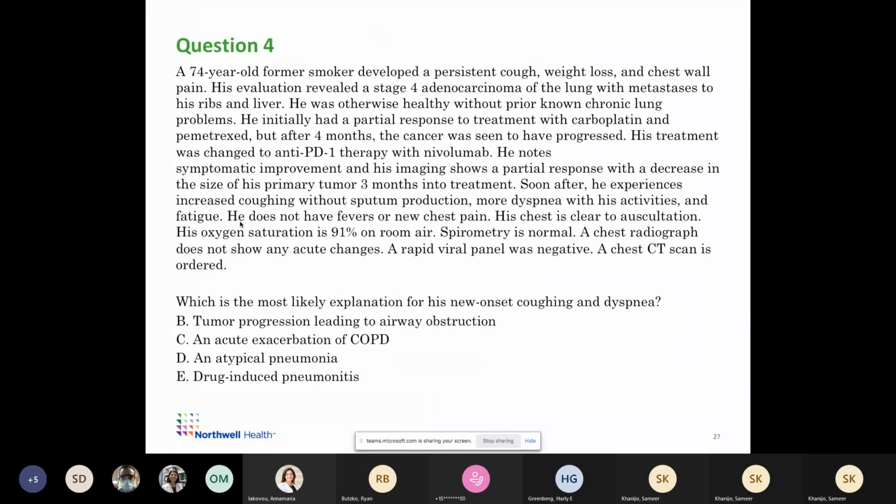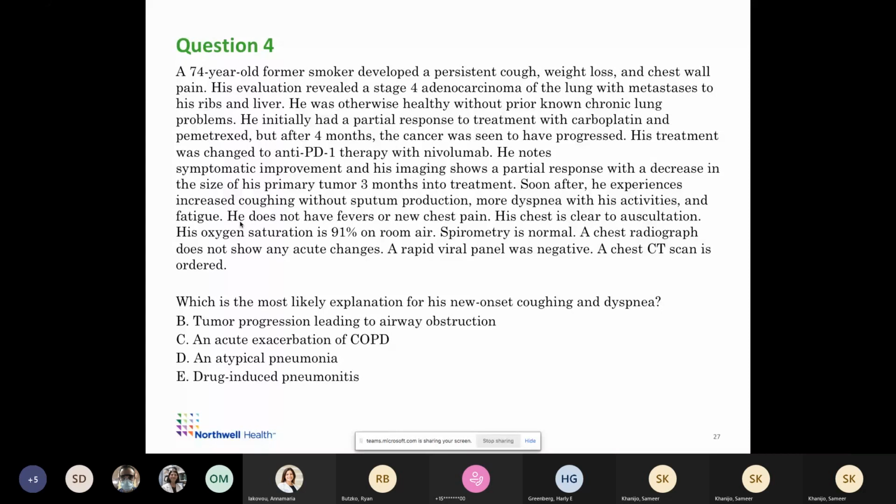Question 4, a 74-year-old former smoker developed a persistent cough, weight loss, and chest wall pain. His evaluation revealed a stage 4 adenocarcinoma of the lung with metastases to his ribs and liver. He was otherwise healthy without prior known chronic lung problems. He initially had a partial response to treatment with carboplatin and pemetrexed, but after 4 months, the cancer seemed to progress. His treatment was changed to an anti-PD-1 therapy with nivolumab. He notes symptomatic improvement, and his imaging shows a partial response with a decrease in the size of his primary tumor 3 months into treatment.